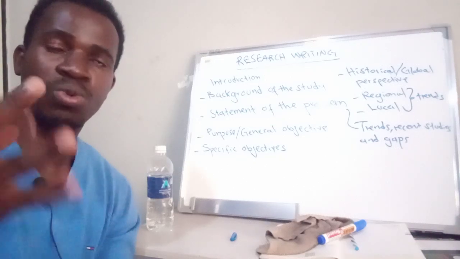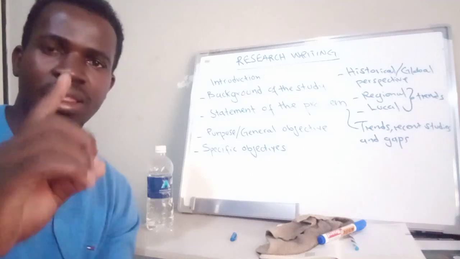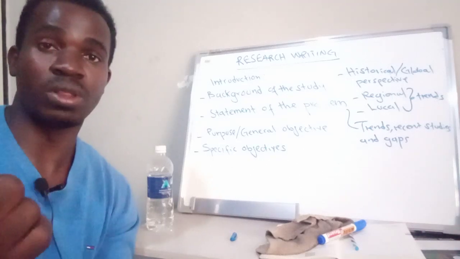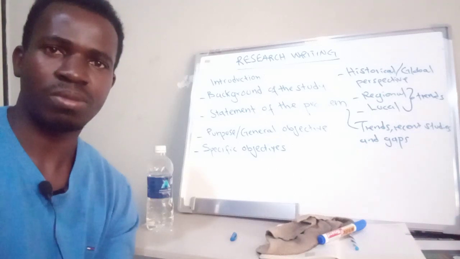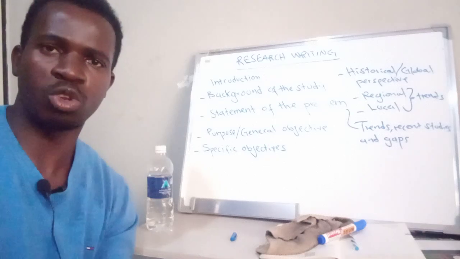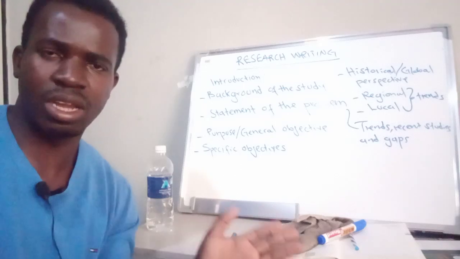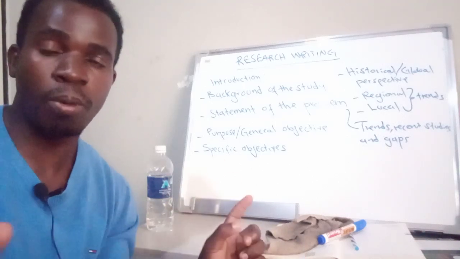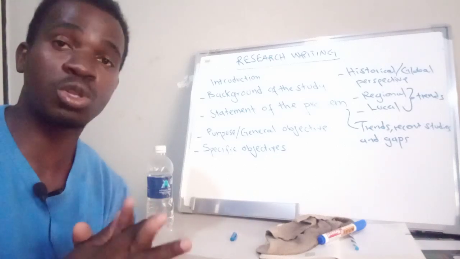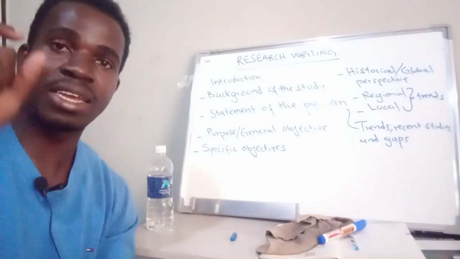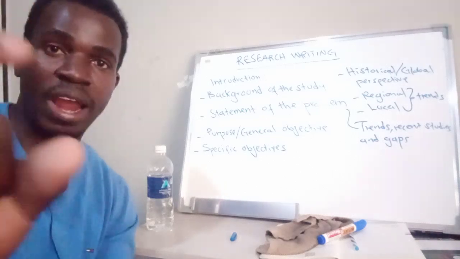So basically, this particular part, from the general perspective, comprises three major things. The first one is the concept itself, that we may also call the historical background, or the general or global perspective about the topic. Where did it originate from? How did it come about? What are the trends from the global perspective? That's why I've written historical or global perspective. You have to identify that information and bring it to light.